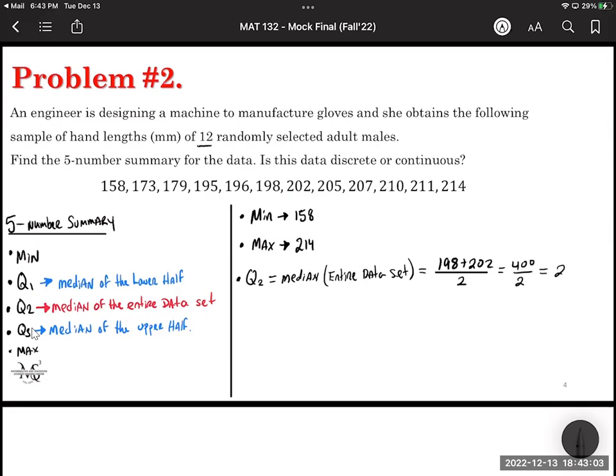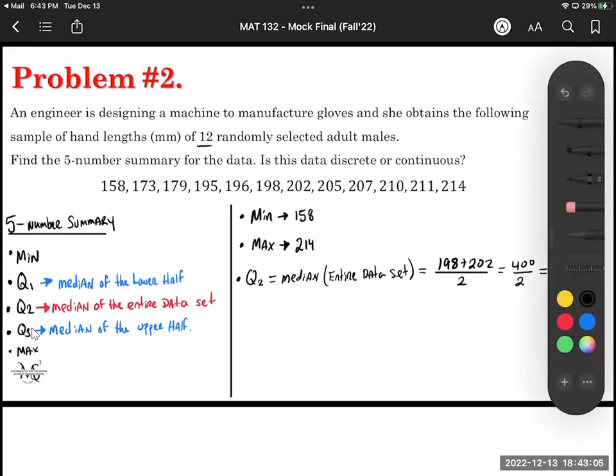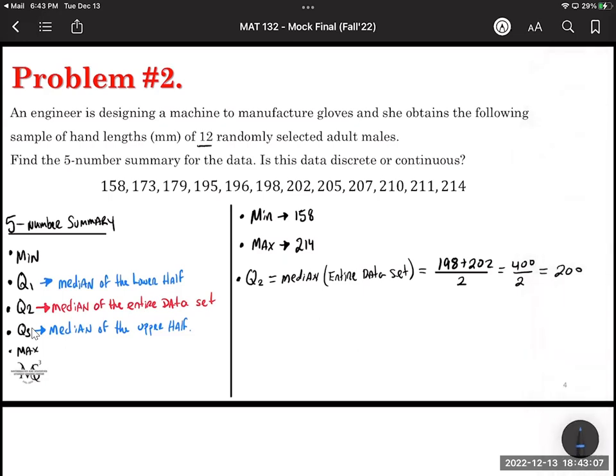200. So here's what I recommend. You start labeling things based off of your numbers. So we have 158 is the minimum. I'll call that the min. We got 214 is the max. And now 200 is Q2.